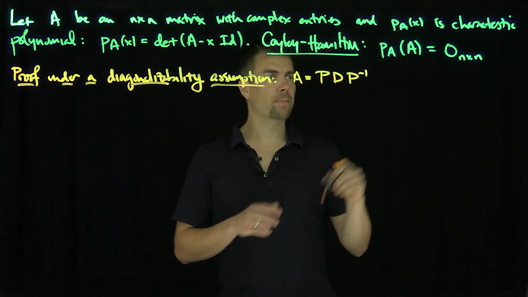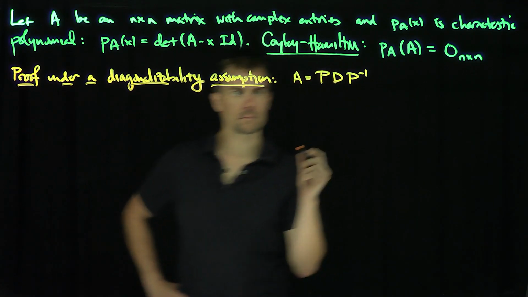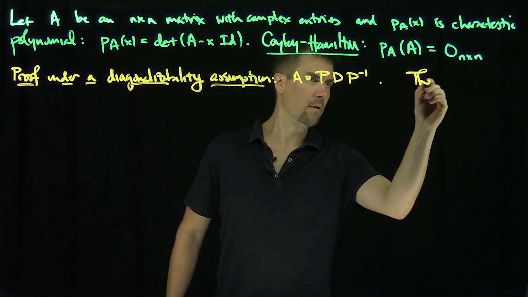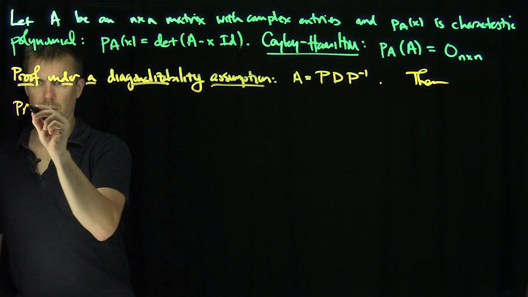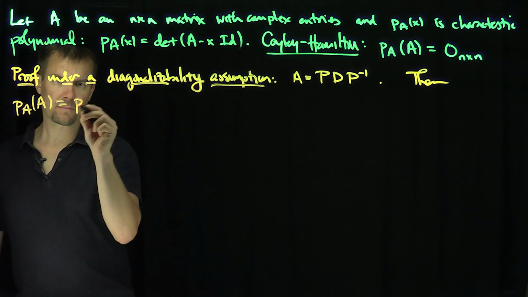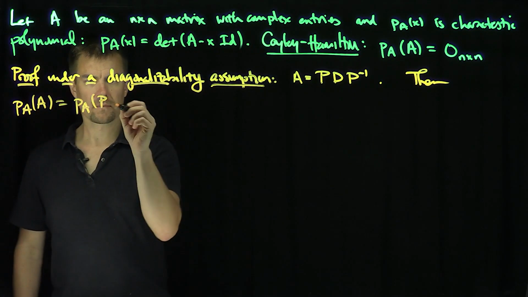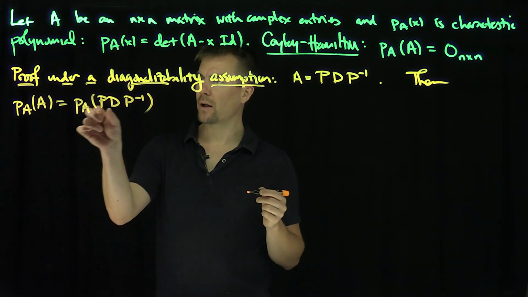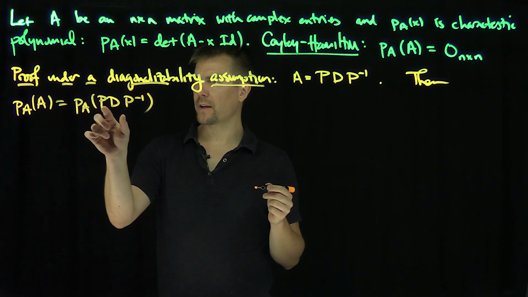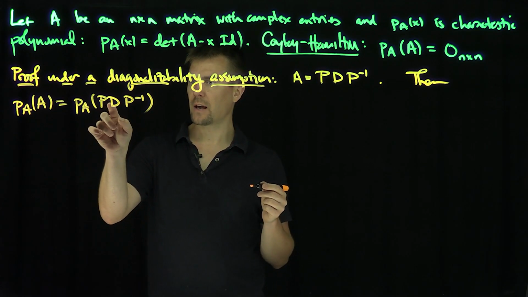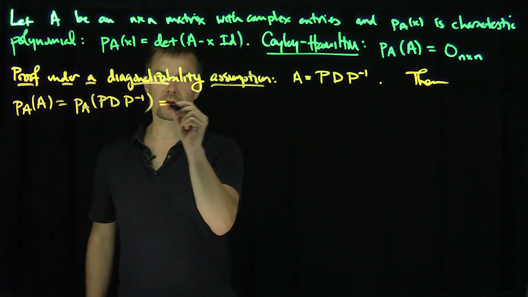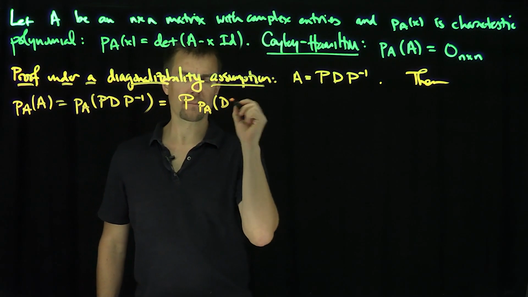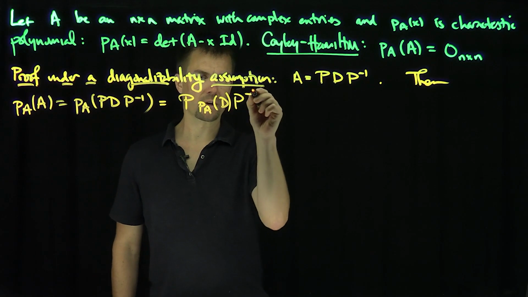Then the characteristic polynomial P_A of A is P_A of P D P inverse. And we know that for any power, P D P inverse to the k becomes P D to the k P inverse. So this is just P, the polynomial P_A of the matrix D, and then P inverse over here.